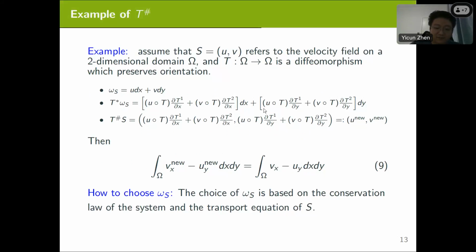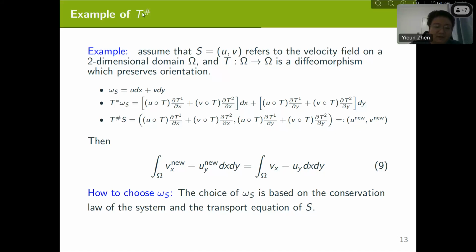You can see it's very different from the direct composition. It's a composition times a partial derivative. So T sharp S is defined as the two components of the pullback of omega S. So this is our new u and the new v.